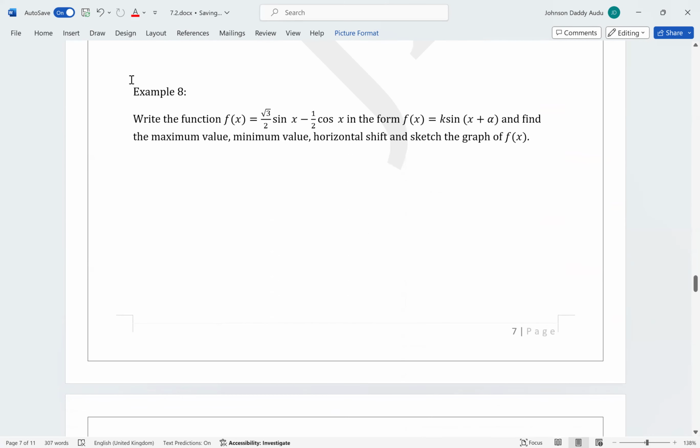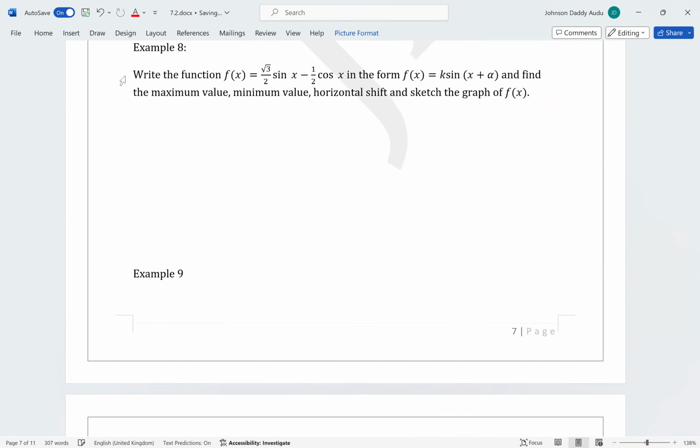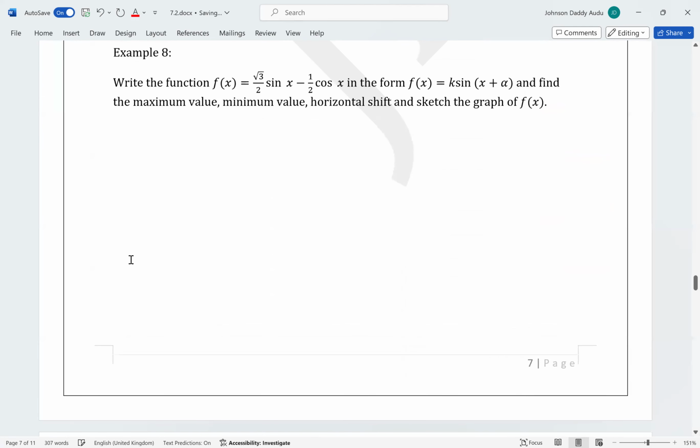So look at now example 8. Example 8 says you should write the function. So this is the function now. We want to write this root 3 over 2 sine x minus half cosine of x in the form of k sine of x plus alpha. So we need two things. We need to find k and we need to find alpha.